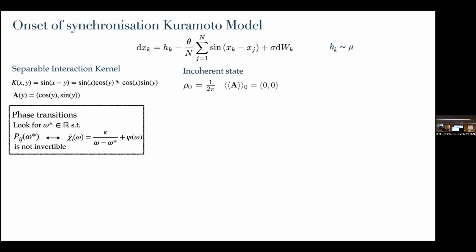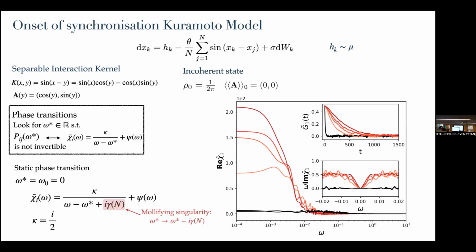This Kuramoto model shows separable interactions because the interaction kernel is just a sine, and it's been shown before that we have an incoherent state where all the oscillators oscillate at their own independent frequency, but they don't synchronize together. And we were interested in understanding if this signature of criticality was shown by these systems when the incoherent state was losing stability, when you have a phase transition towards synchronization. And this is exactly what we observe in simulations.